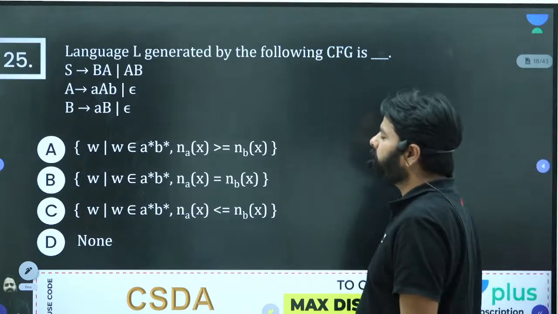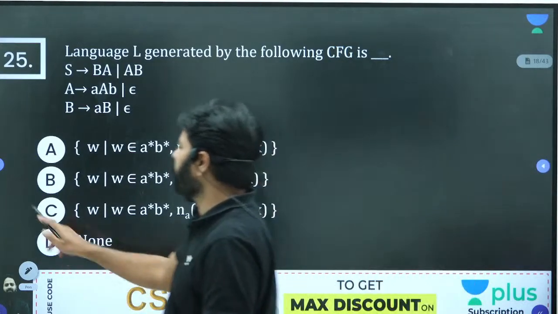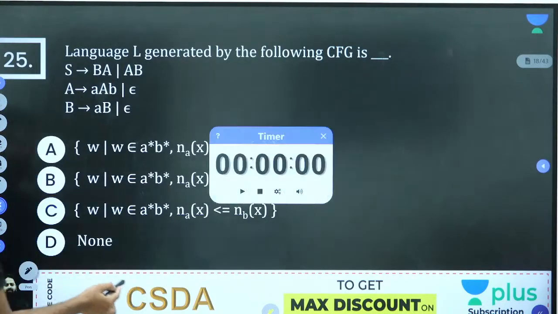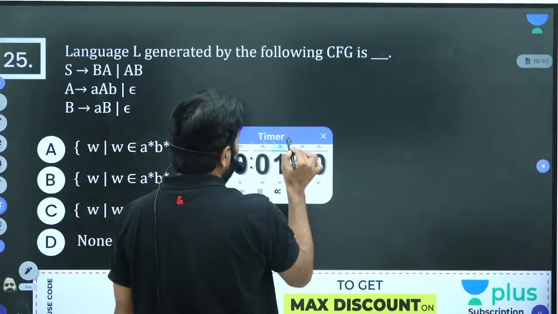Okay, try this 25. I'll put the timer for this too. Don't need, you can directly practice. One minute, hardly.